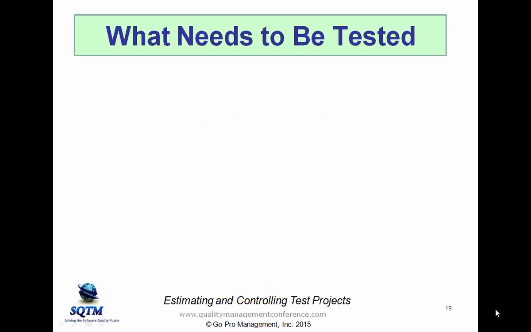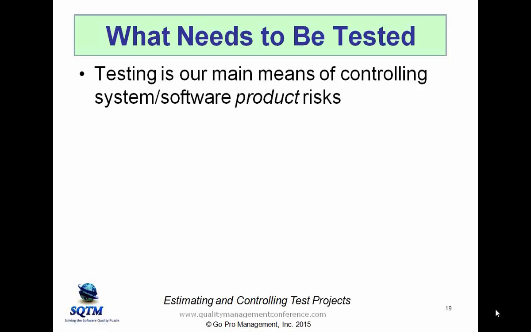Okay. Now, so I'm going to suggest that if we're going to get more accurate at defining and at carrying out our tests, that we need to get better at identifying what needs to be tested. And we need to realize that testing is there to help us control risks of the system or software product that's being produced.